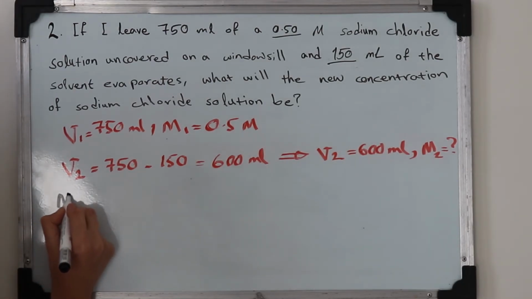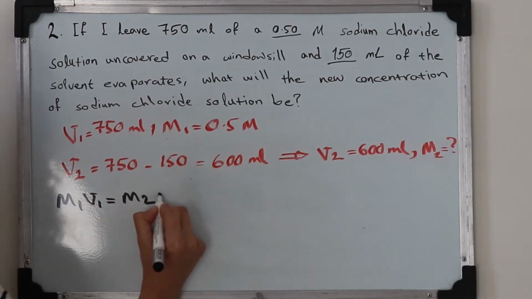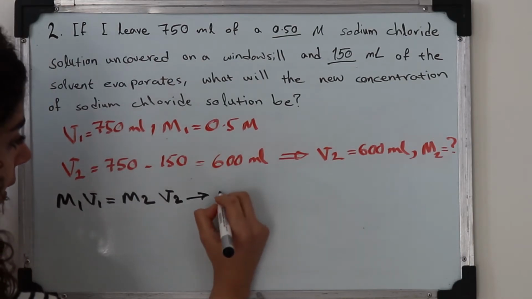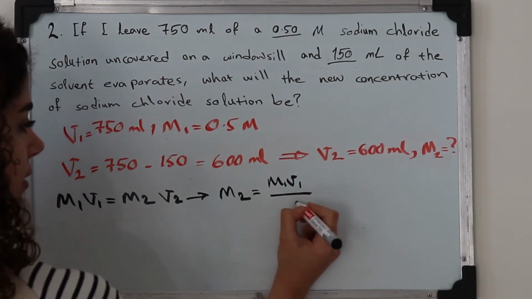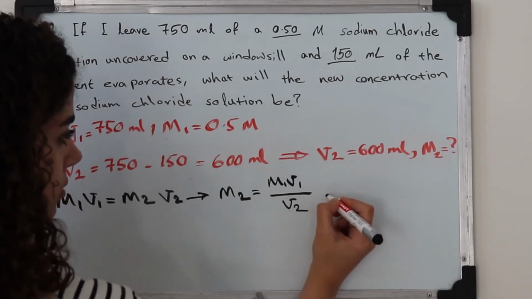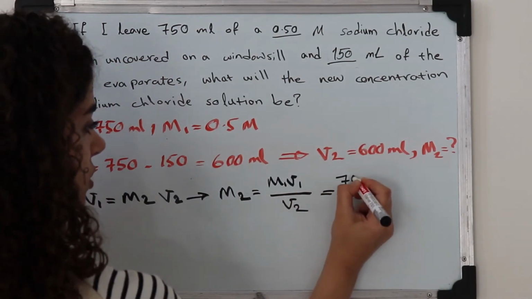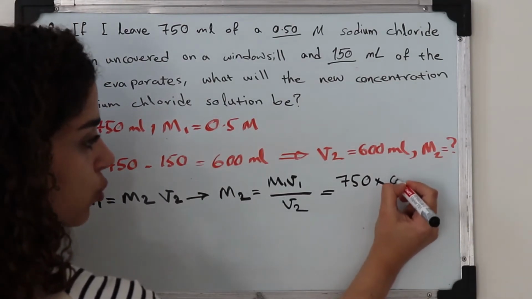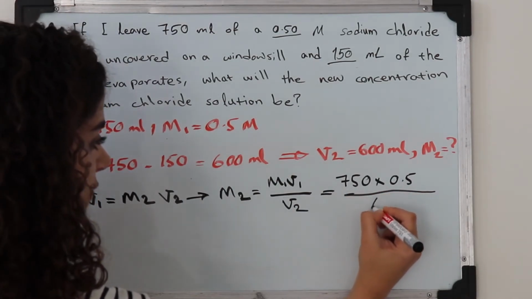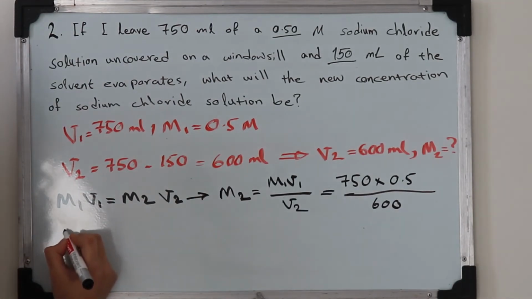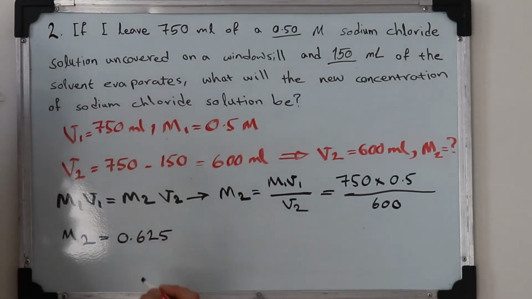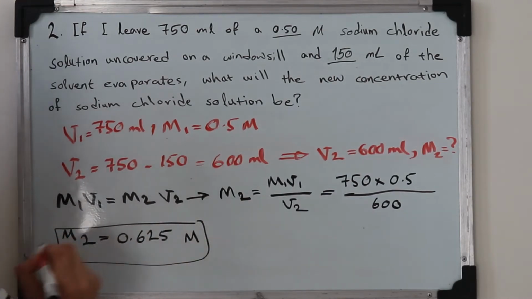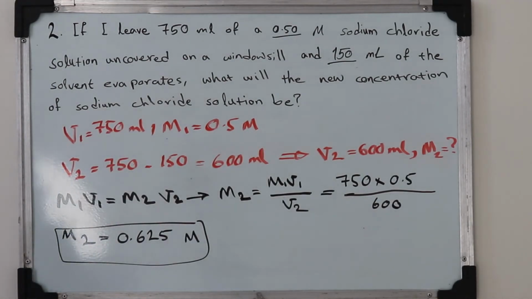The main equation is M1V1 is equal to M2V2. So M2 is equal to M1V1 divided by V2. So we have V1, which is 750, we have M1, which is 0.5, and we have V2. If we calculate it, the answer will be 0.625. I suggest that you also solve this problem in the other way that I explained in problem number 1. The answer should be the same.